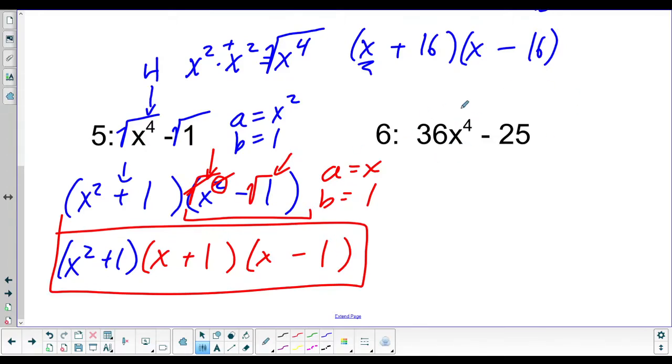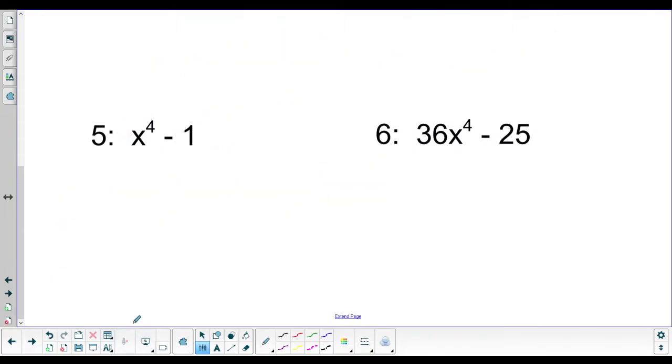Now we have a number here. And you should know, hopefully, because you know your times tables, because you're in high school now, that 36 and 25 do not share any factors. So, what do we do? We just go ahead and repeat the same process. 36 is a perfect square. 25 is a perfect square. So the process will work on this. We're going to take a square root, take a square root.